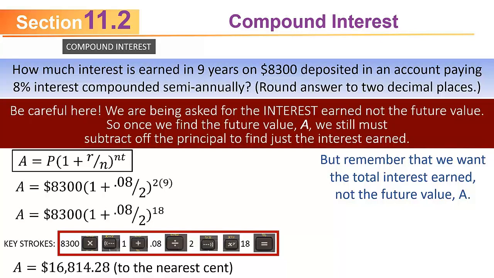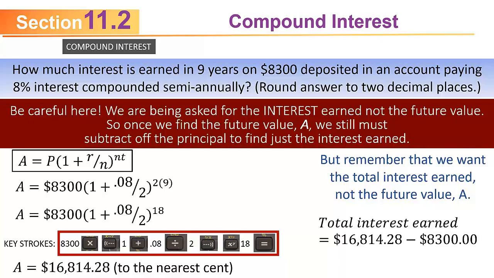And again, we weren't asked for A. A is the amount in the account. The problem asked for the interest. So all you got to do is figure that you took $8,300 and turned it into $16,814.28. So the amount of interest you earned is actually the difference between those two numbers. So had they asked for the amount in the account or the future value, the answer would have been $16,814.28. But because they only asked for the interest earned, you have to subtract off the principal. So the answer would be $8,514.28.